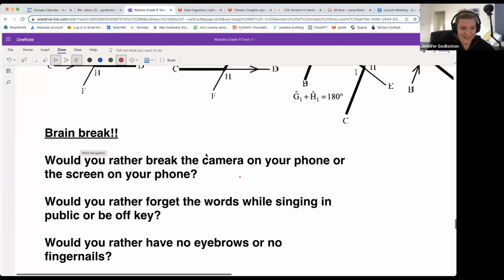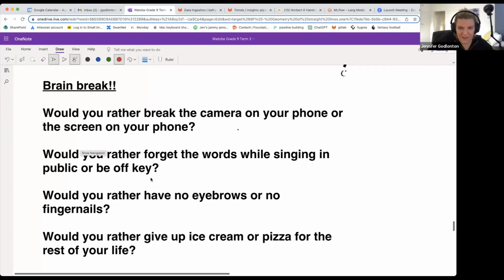Okay, I think it's the last one. I think there's one more. And then we're going to jump into parallel lines. Would you rather give up ice cream or pizza for the rest of your life? This is hard. People are saying ice cream. Oh no, but now there's also a lot of pizzas. I don't know what I would choose. Guys, this is a tough choice for me. Ice cream is disgusting. No.